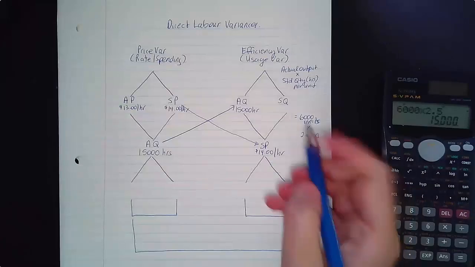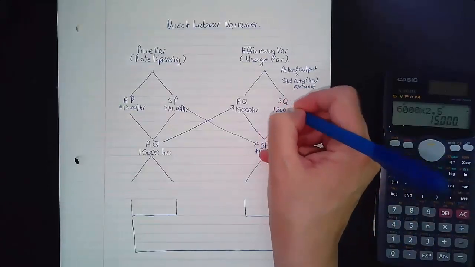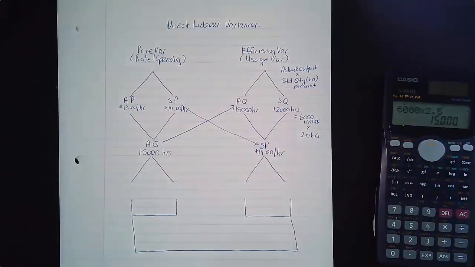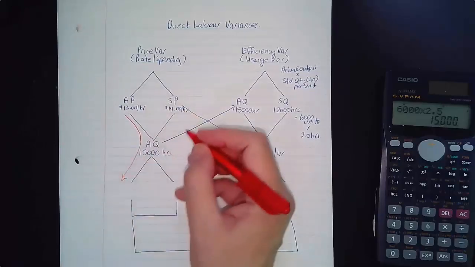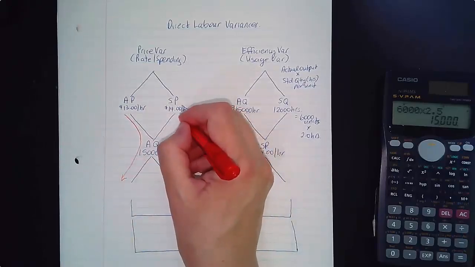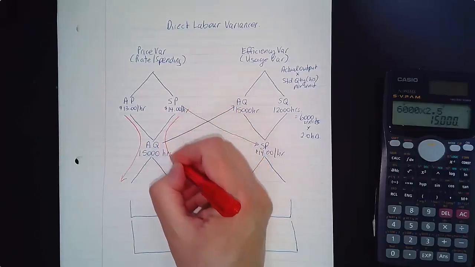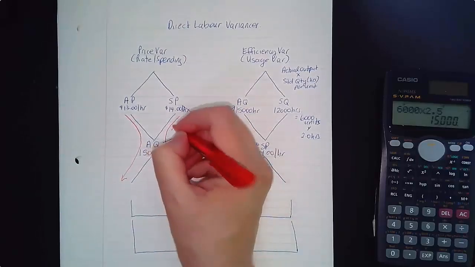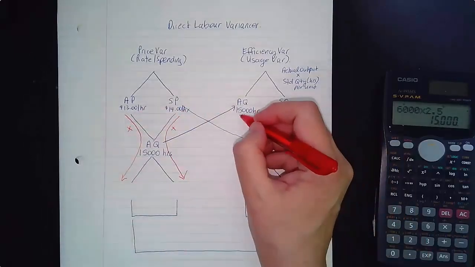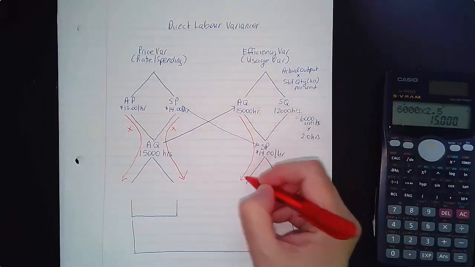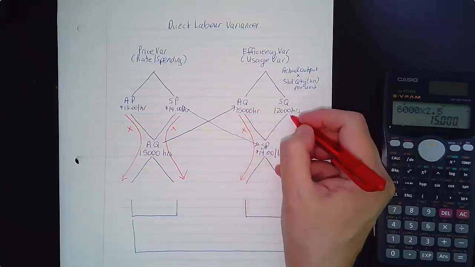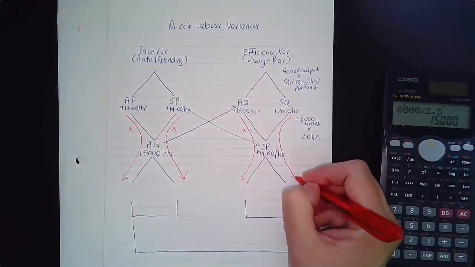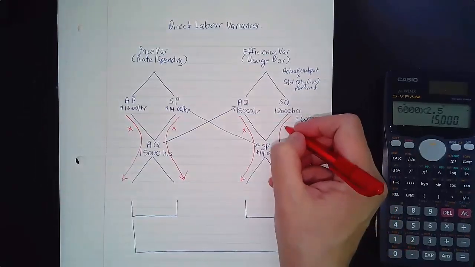So 6,000 times 2 is 12,000 hours. Now, just like previously, we're going to multiply the actual price times the actual quantity for the price variance. Then we're going to multiply the standard price times the actual quantity. So we're just going to do the multiplication. For the efficiency variance, do the same thing. Multiply the actual quantity by the standard price, and then multiply the standard quantity by the standard price.